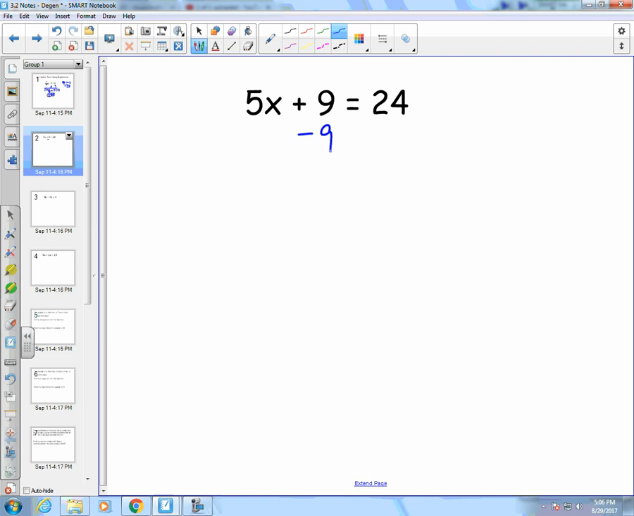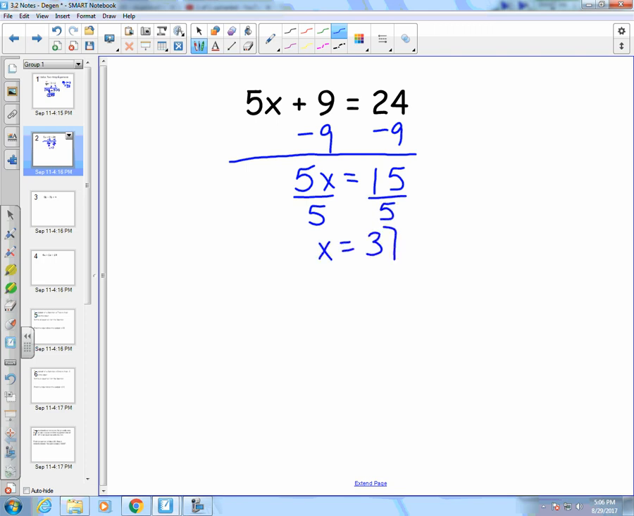We're going to start by subtracting 9 on both sides to undo the adding of 9. That leaves us with 5x equal to 15. And now we're down to that one-step equation. We'll divide by 5 on both sides and have x equal to 3. Again, put a box around that answer for me so I can find it easily.